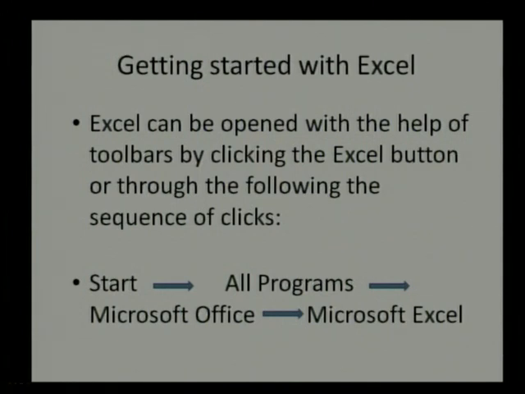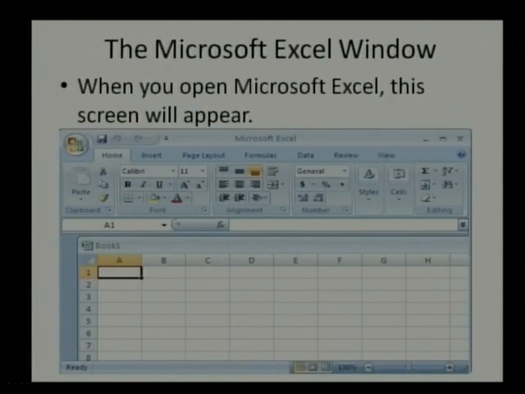Excel can be opened with the help of toolbars by clicking the Excel button or through the following sequence of clicks. We have in our window a start button, so we can click over it, where we can find the all programs tab. When we click the all programs tab, we can identify where is the Microsoft Office tool. In all programs we have to click Microsoft Office, and again in Microsoft Office we have several options available, just like MS Word, MS Excel, PowerPoint presentation and so many others. In Microsoft Office we have to click the Microsoft Excel button. Upon clicking all these in sequence, what we can see on our screen is the Microsoft Excel window. When you open Microsoft Excel, this screen will appear.